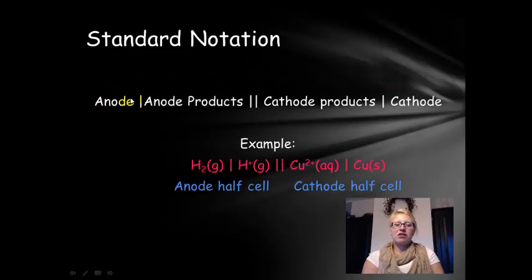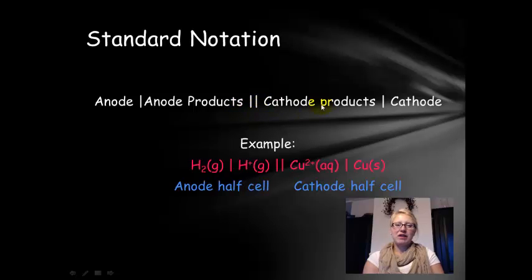One other thing that you have to know for voltaic cells is standard notation. So sometimes you'll see chemicals written with these funny lines between them. And what this does is it just simplifies a voltaic cell. So you put the material in the anode first, separate it by a line. You put the products that are being made at the anode. You separate it by 2 lines.